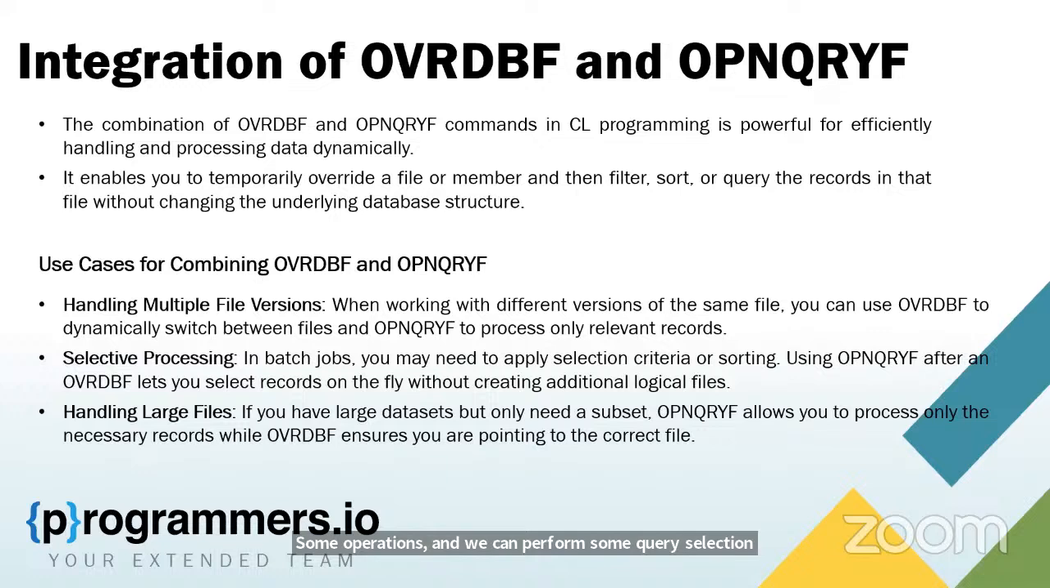Selection and selective processing is the way we can select specific records from the file under a specific criteria, or sort those particular records. So those operations we can do without adding any additional logic in the file.